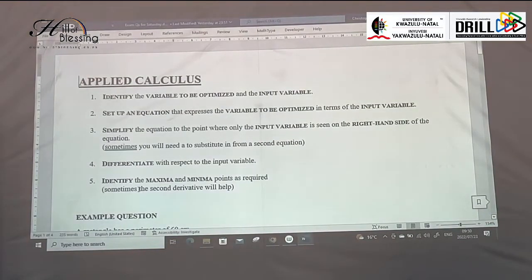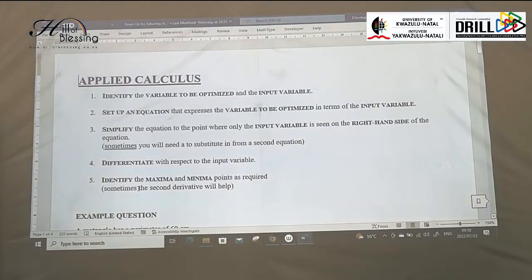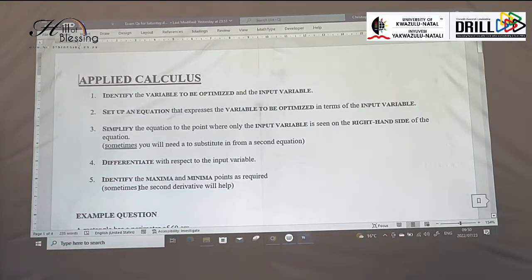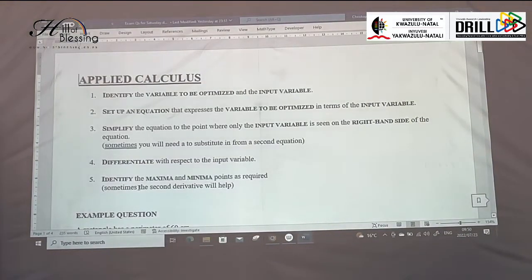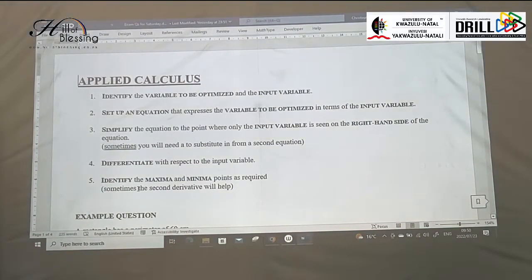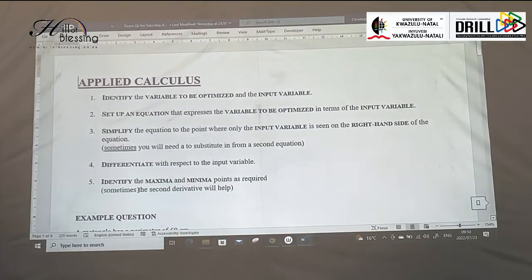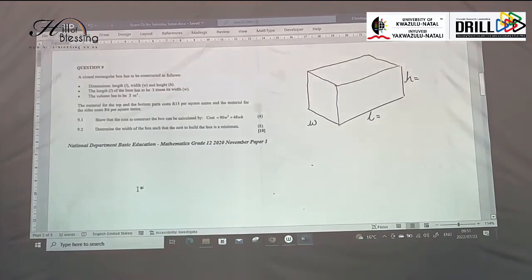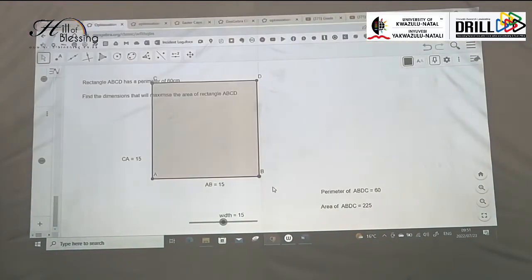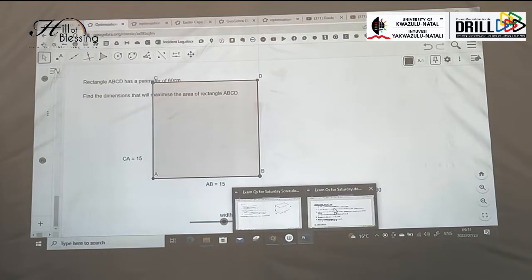The end result of an optimization question is when we have to identify the maxima and minima points. When I say the maximum and minimum point, that includes both the input value and the output value, the pair of those values that would lead to a maximized or minimized solution. But to get to step number 5, there are first a few prior steps we need to follow. The first one is to identify the variable to be optimized and the input variable. Look at the example question that you have in your sheet.